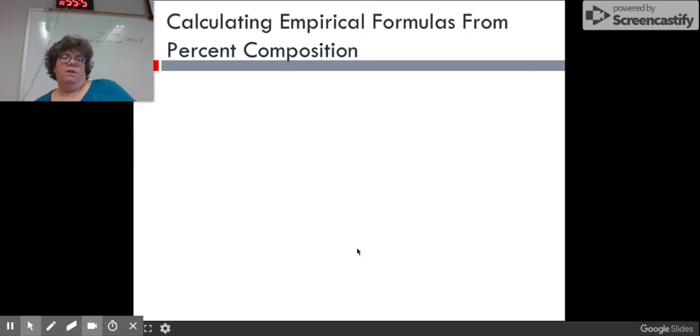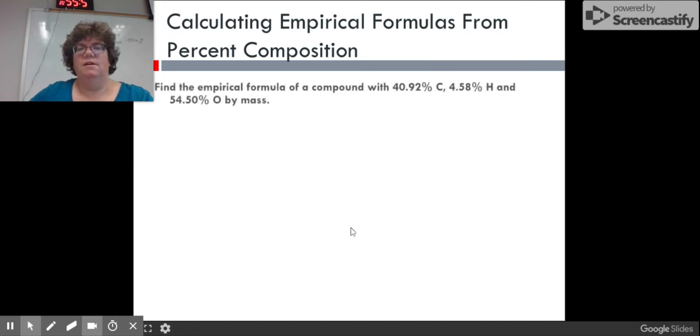Now we can also calculate the empirical formula from percent. Remember we learned a few videos ago about how to calculate the percent. So let's see how that's done. Here's the problem. It says find the empirical formula of a compound that is 40.92% carbon, 4.58% hydrogen, and 54.5% oxygen by mass. So that's how much oxygen, hydrogen, and carbon is in our compound.